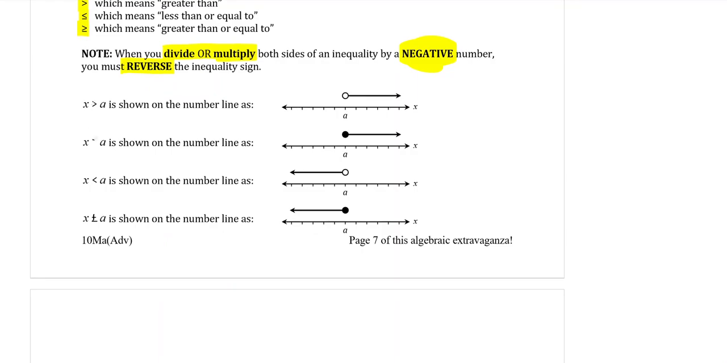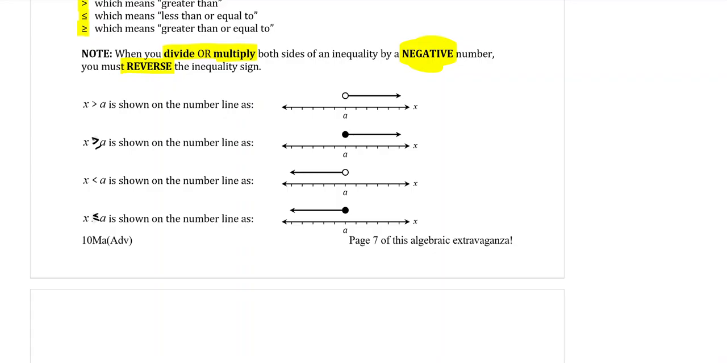So this first one, x is greater than A. And these other symbols here, let me just fix these ones up. That one there should be a less than or equal to. Okay, so we have two different types of dots.